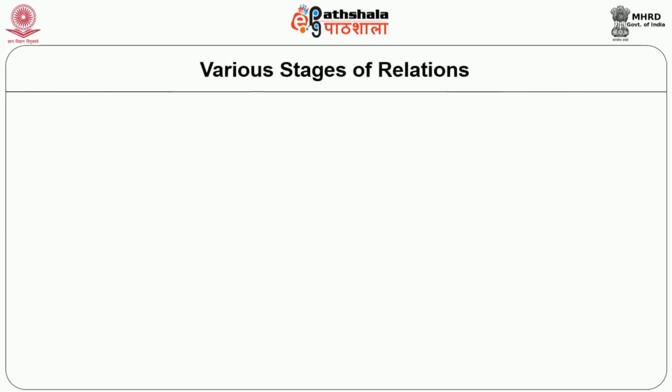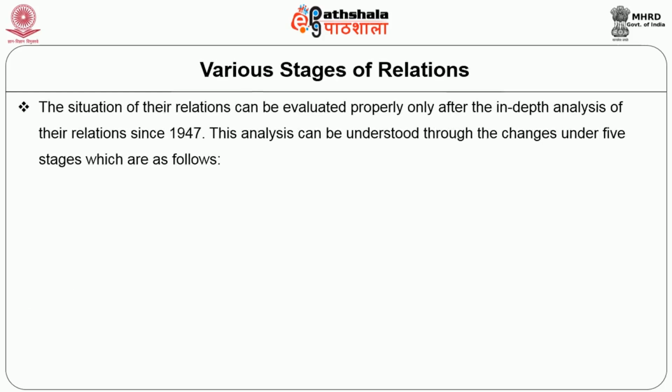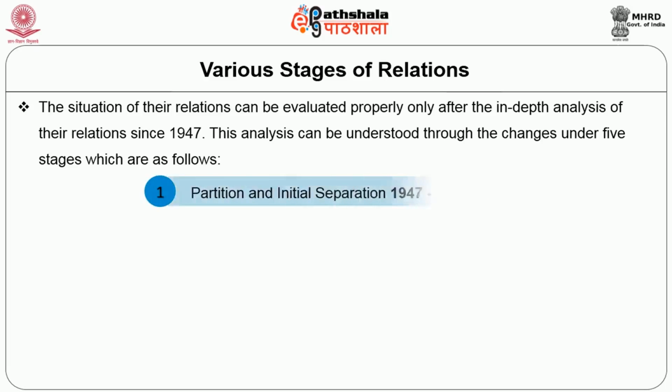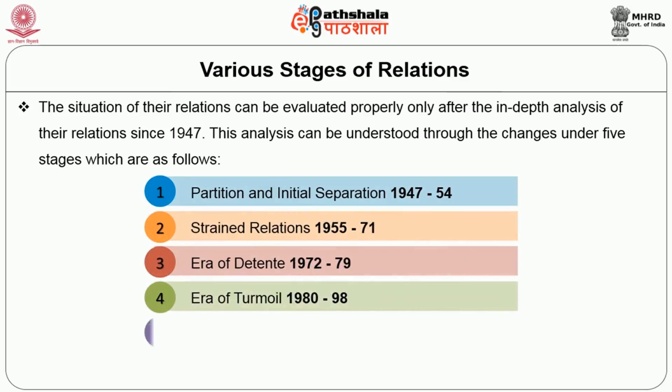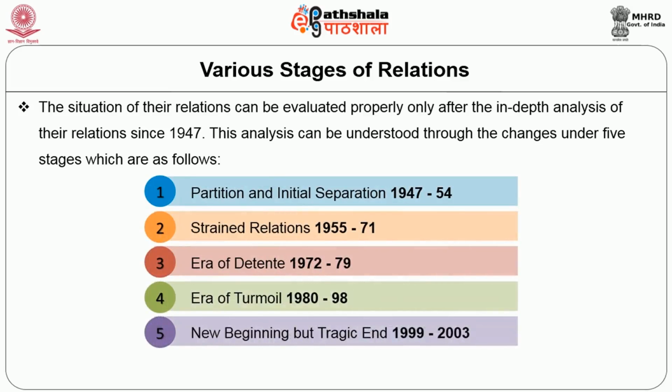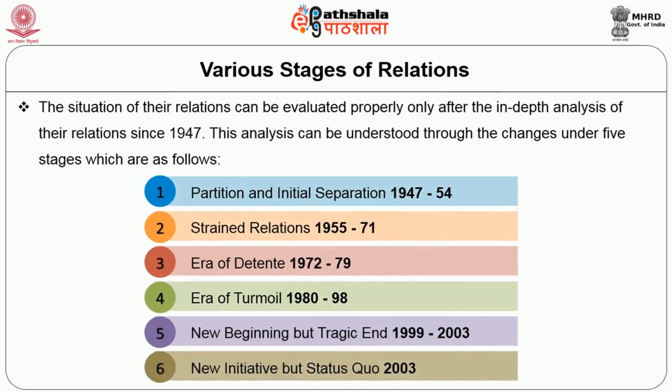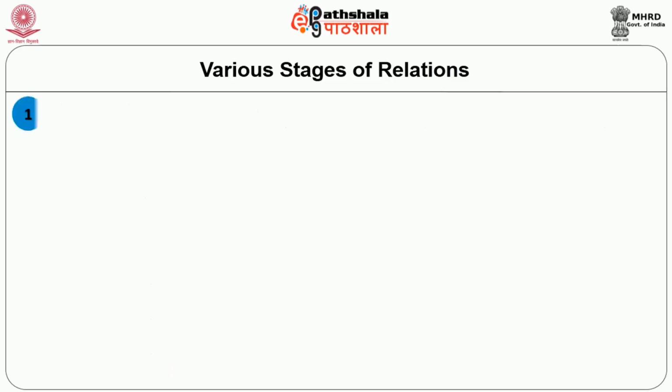Various stages of relations. The situation of their relation can be evaluated properly only after the in-depth analysis of their relations since 1947. This analysis can be understood through the changes under 5 stages, which are as follows: partition and initial separation, strained relations, era of detente, era of turmoil, new beginning but tragic end, and new initiatives but status quo.